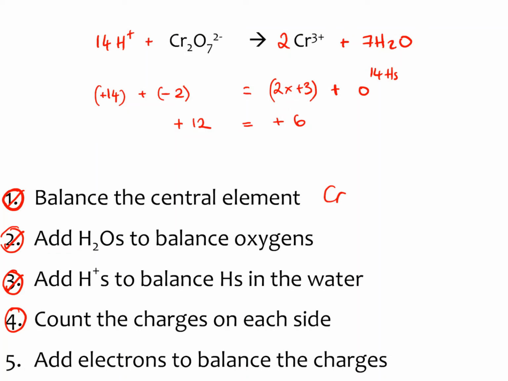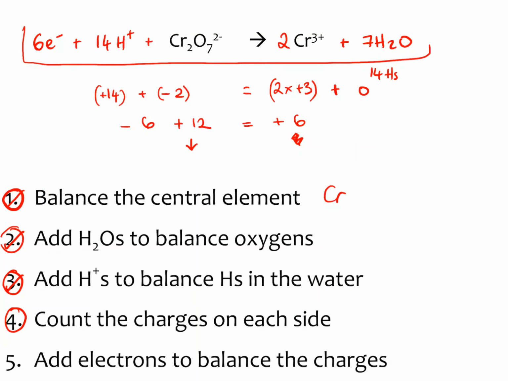If we put the electrons on the right hand side, then that is going to make that +6 get lower. We need the two sides to even out, so we want to put the electrons on the left hand side to lower the value of the +12 until it is equal to +6. Now that means that we need 6 electrons on the left hand side, and we can check that by putting that on the left, because -6 + 12 comes out to be +6. And that is the half equation for dichromate forming chromium 3.